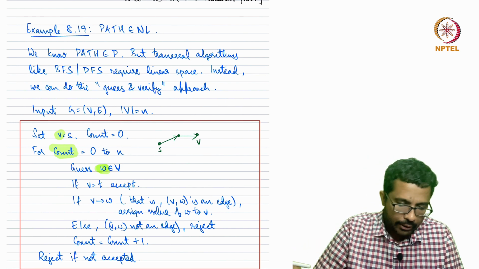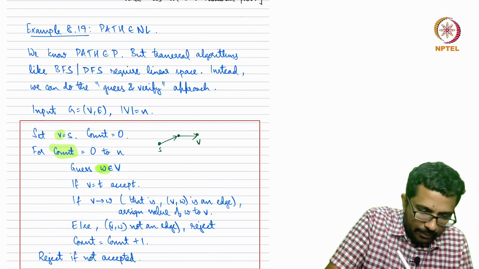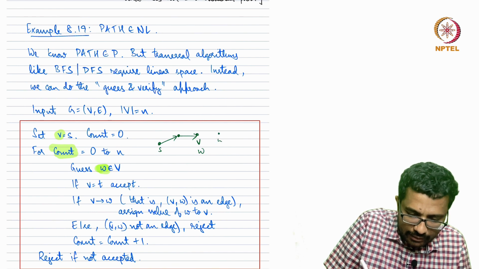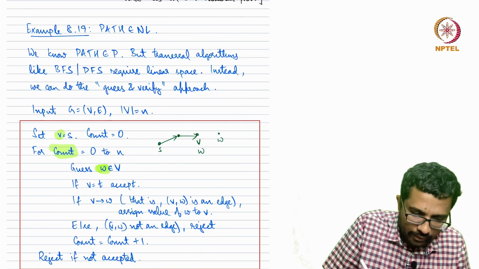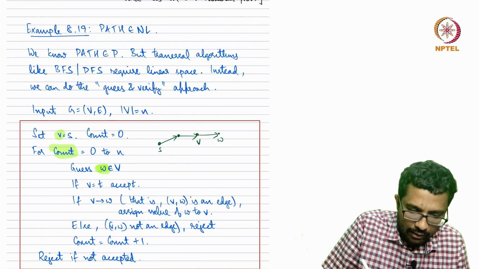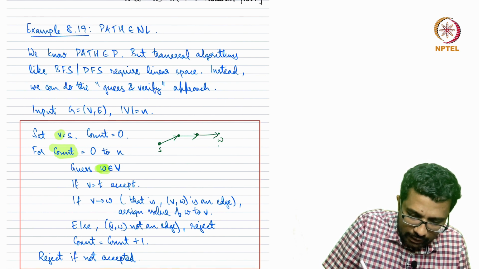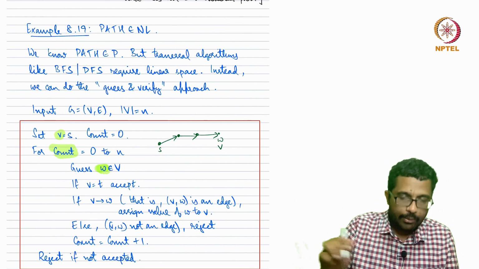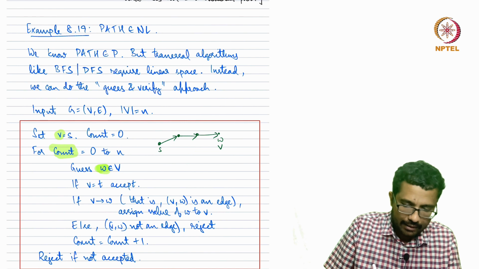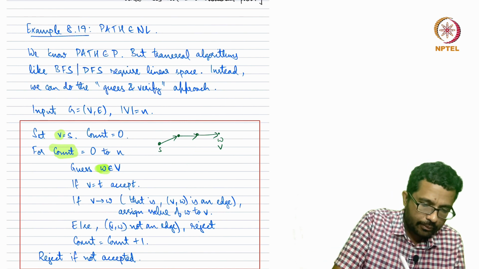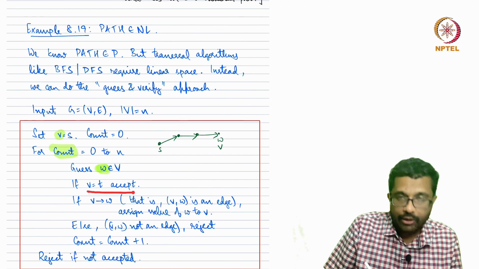So what we are doing is we have these two variables V and W, and we guess the next one, make this W, and then check whether there is an edge from V to W. If it is there, we update this to V, and then we guess another one, and so on. And at every instance we check whether we have already reached T.